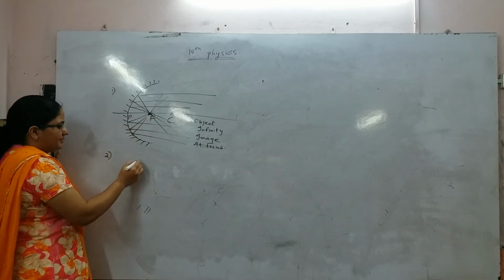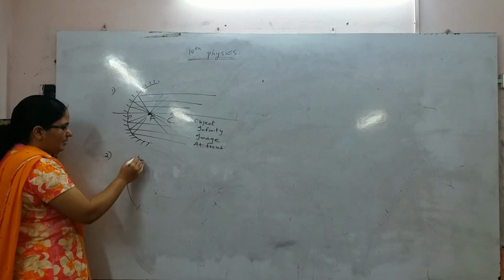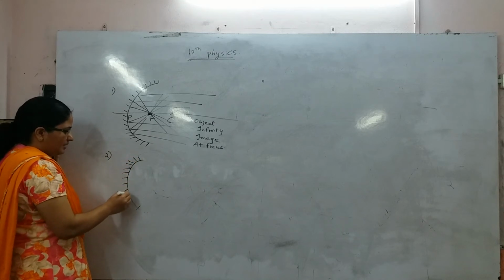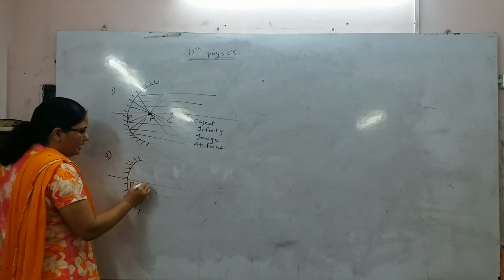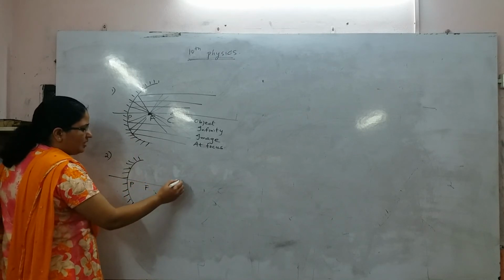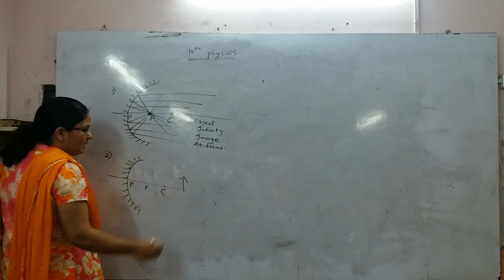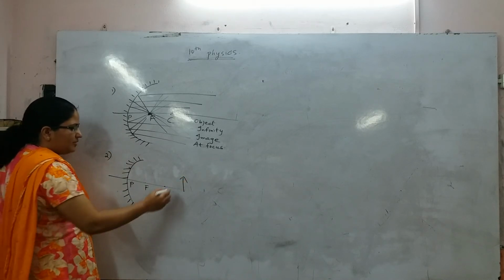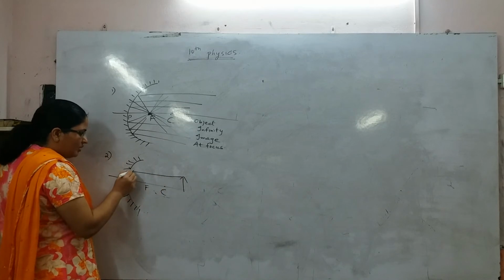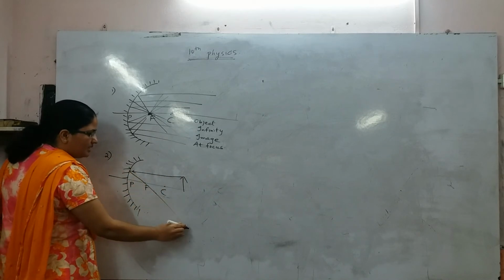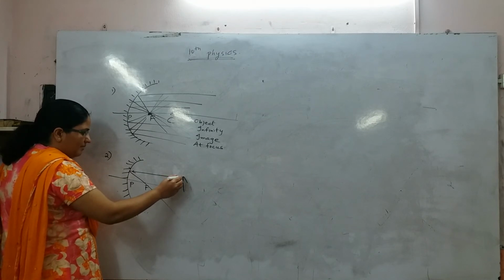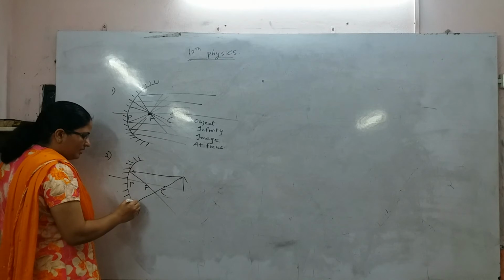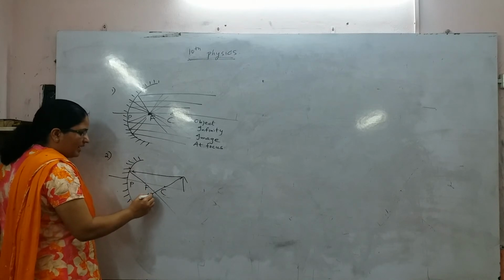Next, P, F, C. Next, you are keeping the object beyond C. Let us see where the image is formed. One ray I am taking parallel to the principal axis. It will be passing through focus. The other ray I will take passing through the center of curvature. It bounces back. Both of these rays are meeting at this point.